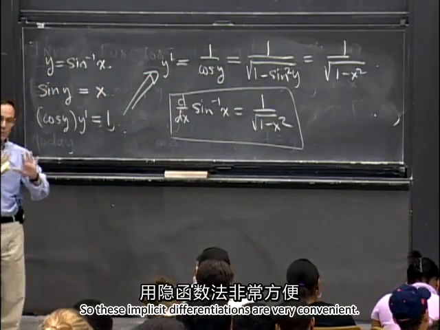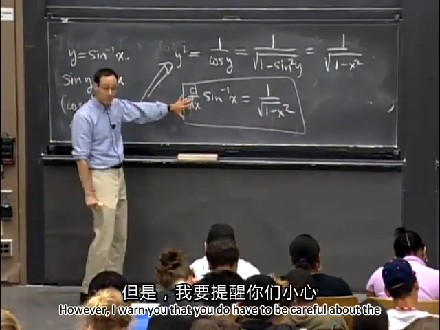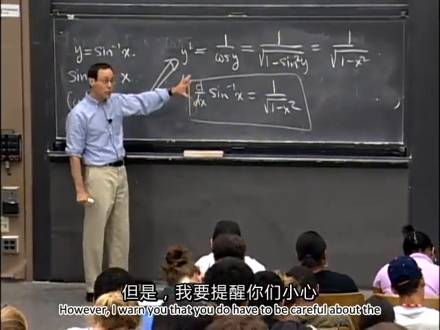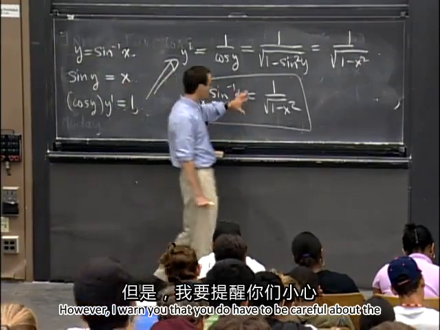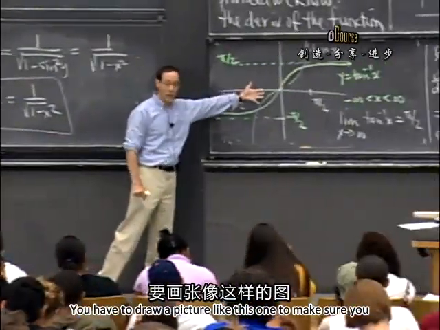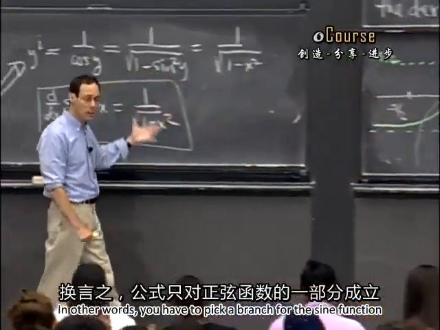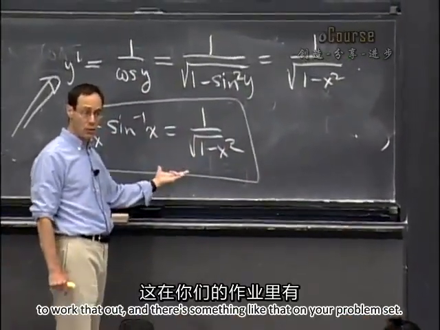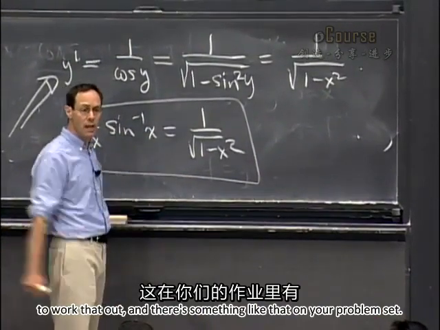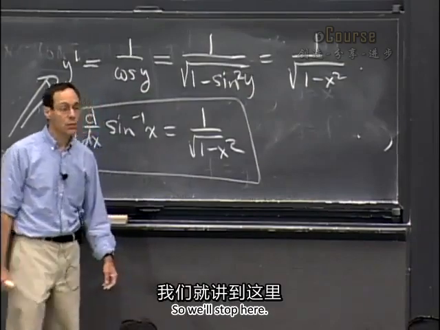Right, so these implicit differentiations are very convenient. However, I warn you that you do have to be careful about the range of applicability of these things, and you have to draw a picture like this one to make sure you know where this makes sense. In other words, you have to pick a branch of the sine function to work that out, and there's something like that on your problem set, and it's also discussed in your text. So we'll stop here.